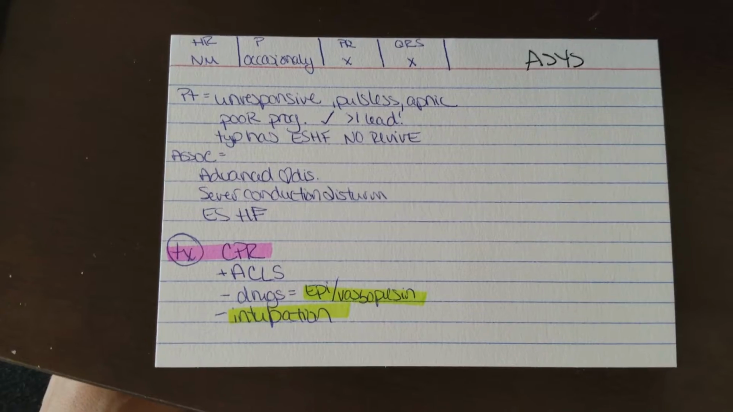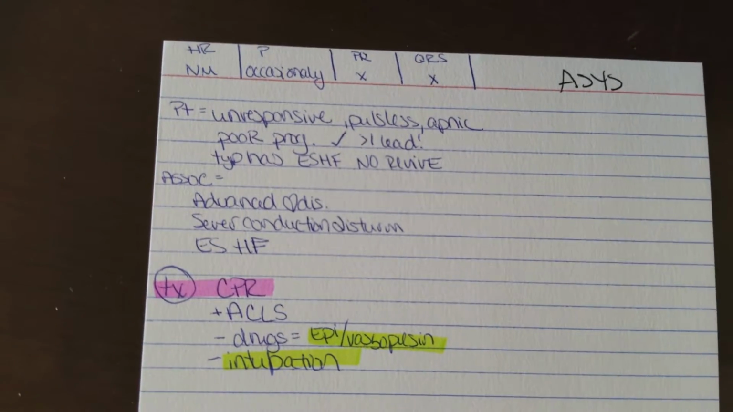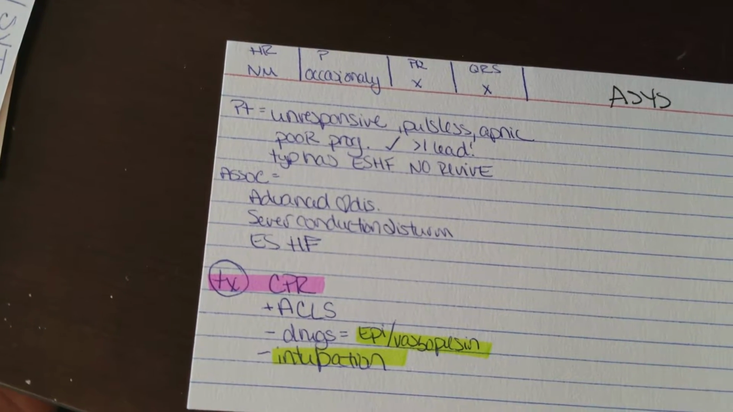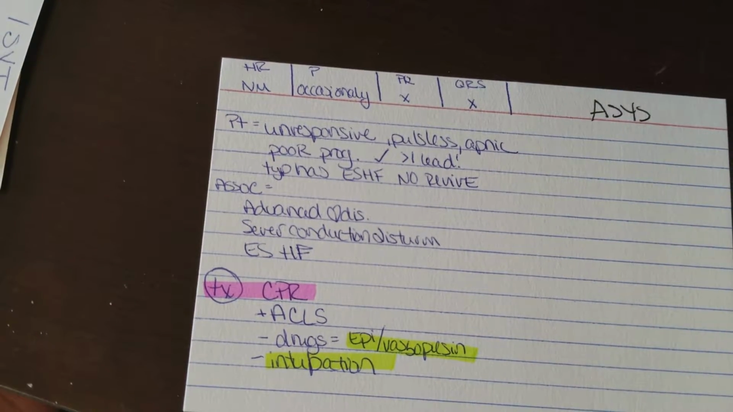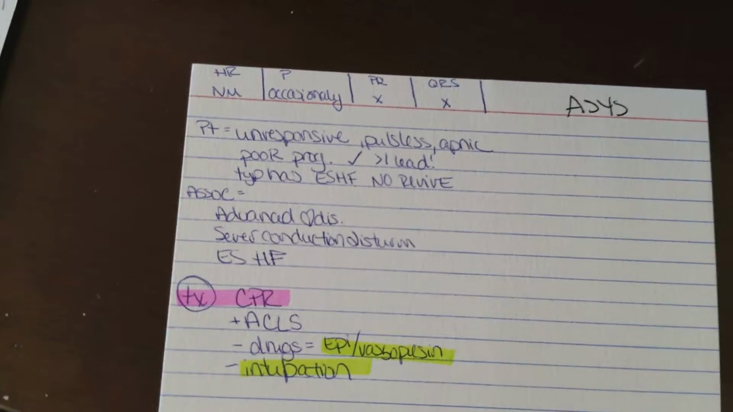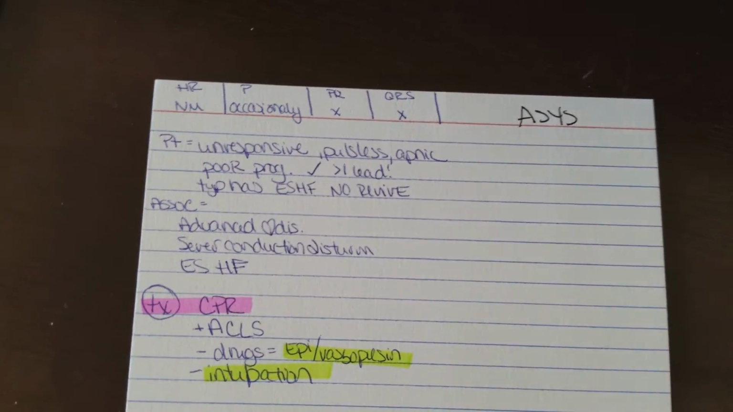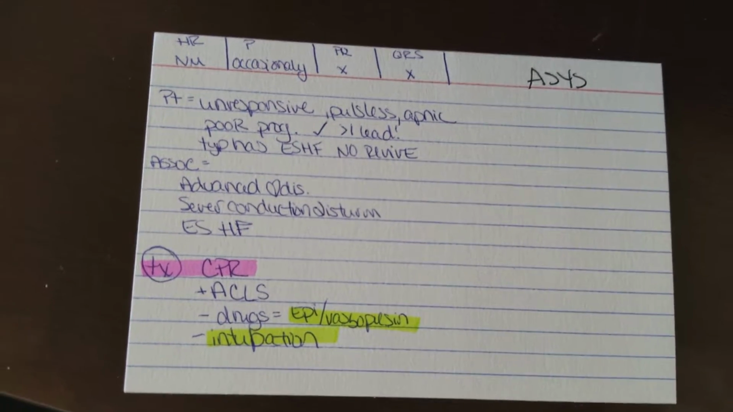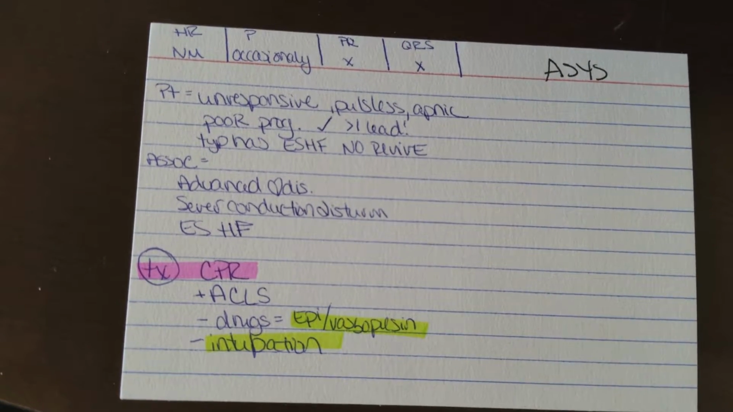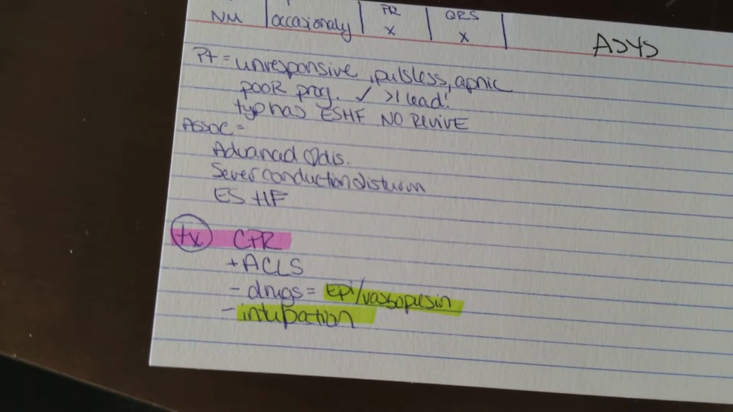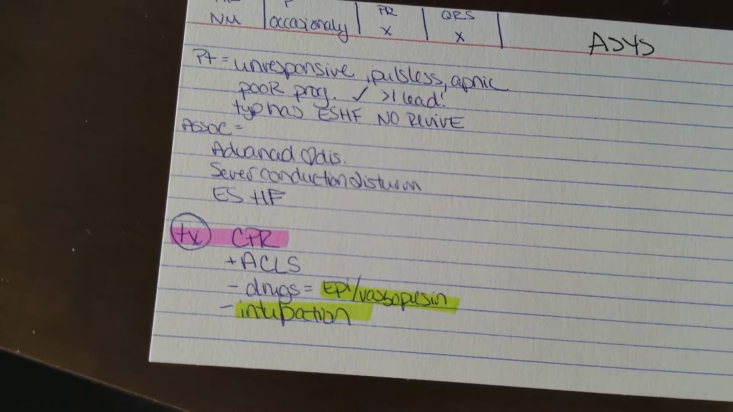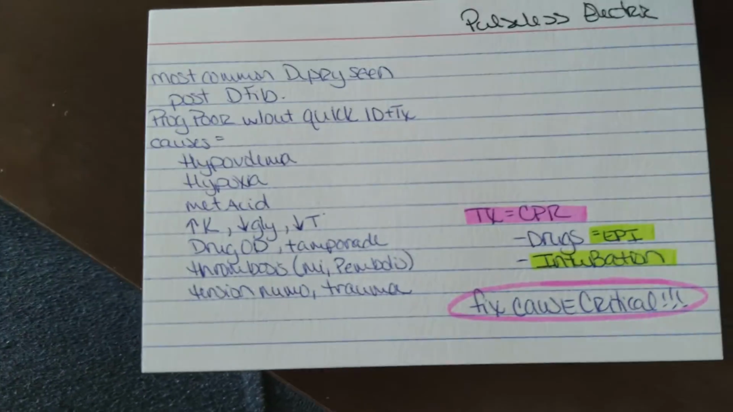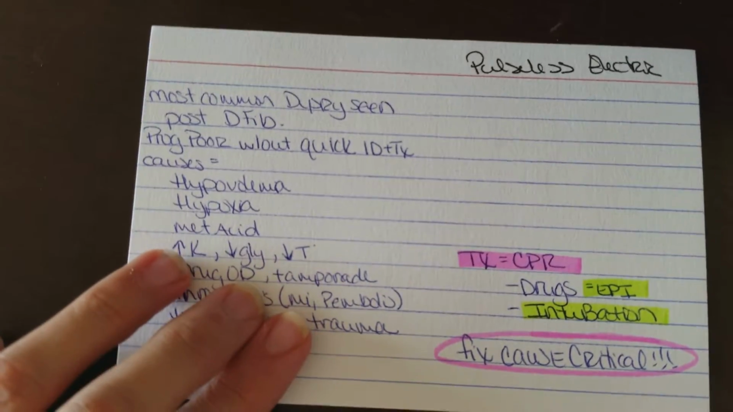All right, asystole, basically flatlining. Patient is unresponsive and pulseless, associated with advanced heart disease, severe conduction dysrhythmias, end stage heart failure. So you're going to do CPR and then life-saving measures such as intubation, vasopressin, IV therapy, and then defibrillation as well. Very poor prognosis.